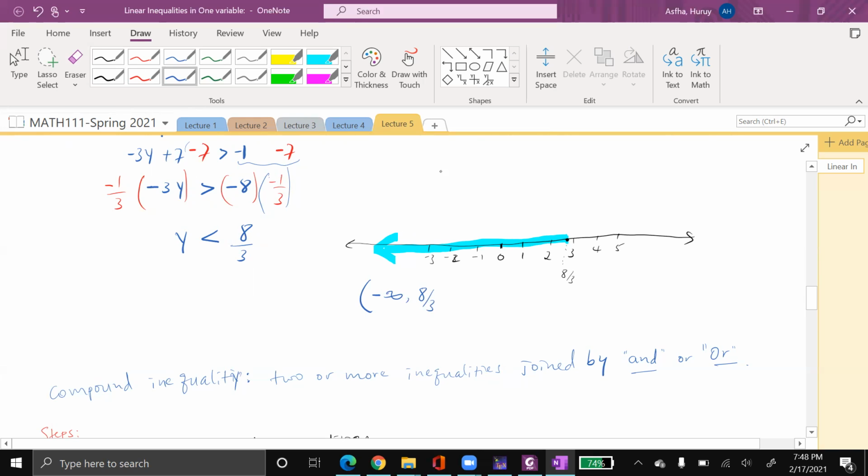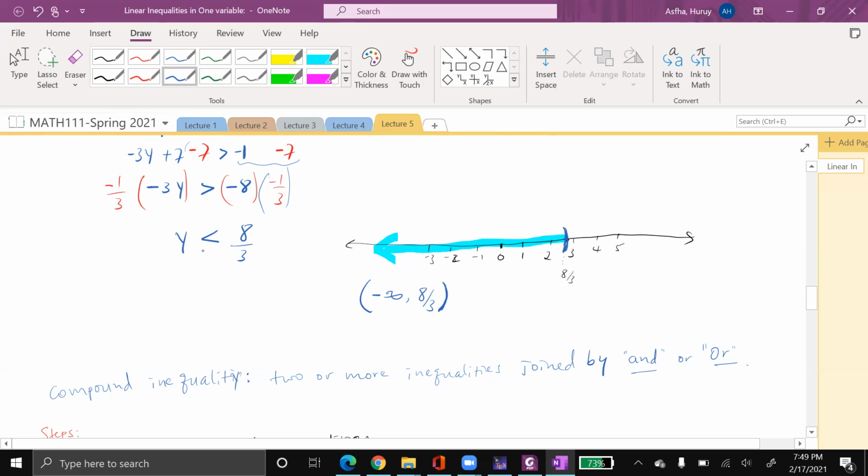So what we do is take all the numbers less than 8 over 3, and to represent all those numbers, we use this parenthesis. This parenthesis means all numbers to the left of 8 over 3, but 8 over 3 is not included in the solution. So I put this one here.